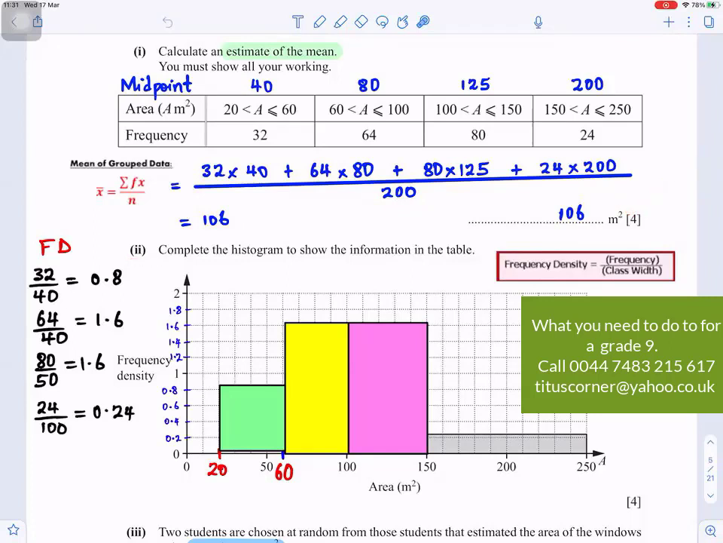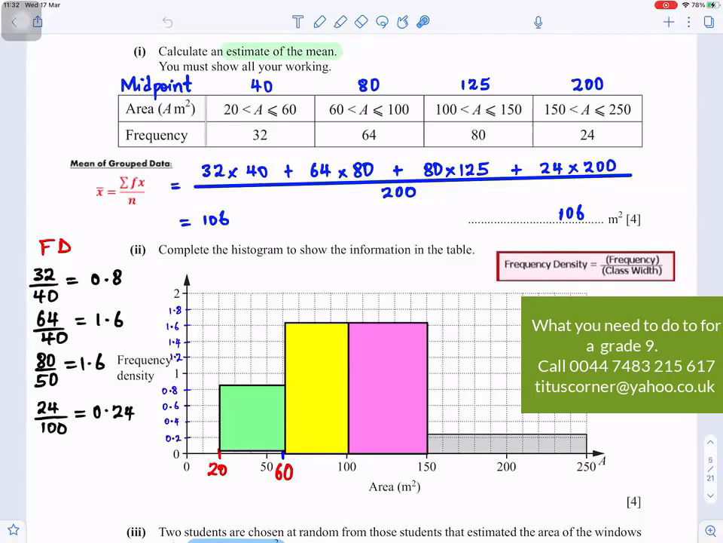Part 2, complete the histogram to show the information in the table. To do a histogram, there's another formula you need to remember: frequency density is frequency divided by class width. You need to calculate the frequency density because that goes on the y-axis. For the first one, the frequency is 32 and the class width is 60 minus 20, which is 40. So 32 divided by 40 gives you 0.8.